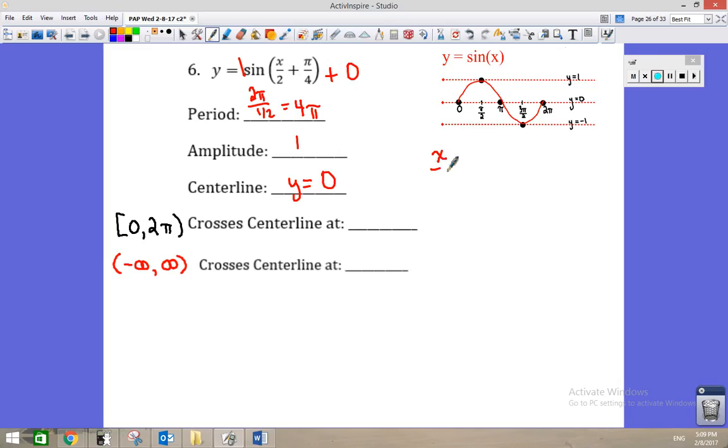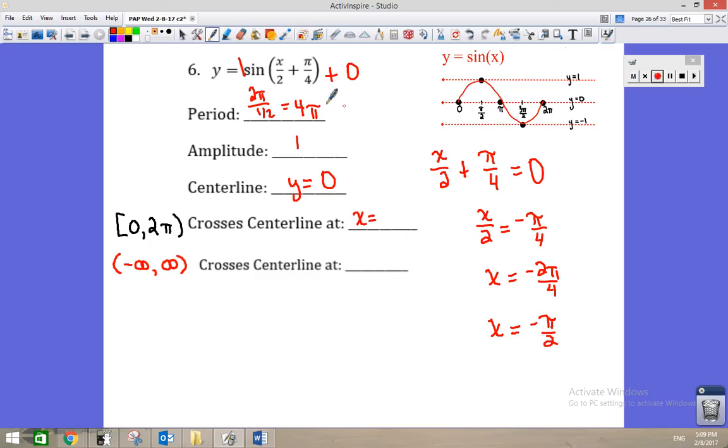Let's take this x over 2 plus pi over 4. And we know that if we replace that with 0, we'd be on the center line. So let's solve this for x. If we subtract the pi over 4 from each side, if we multiply each side by 2, if we reduce that fraction, negative pi over 2. But negative pi over 2 is smaller than 0, so I don't want that one.